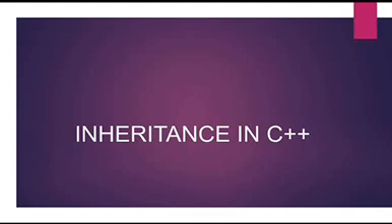In inheritance, there are many types, and C++ supports five types of inheritance. That is single inheritance, multiple inheritance, hierarchical inheritance, multi-level inheritance, and hybrid inheritance.